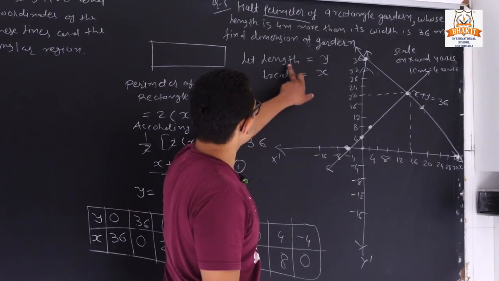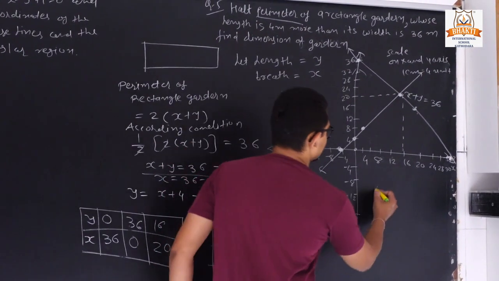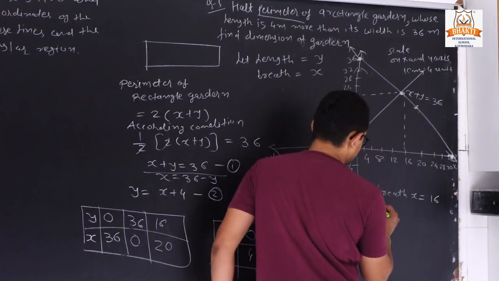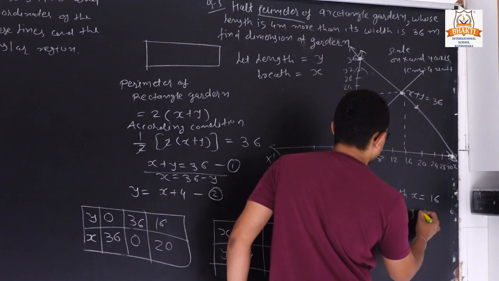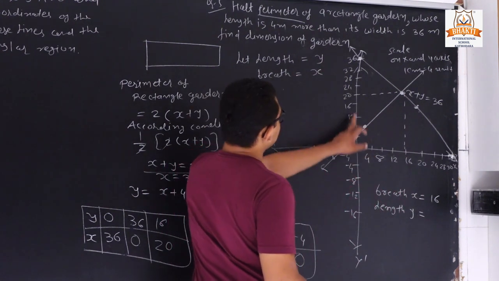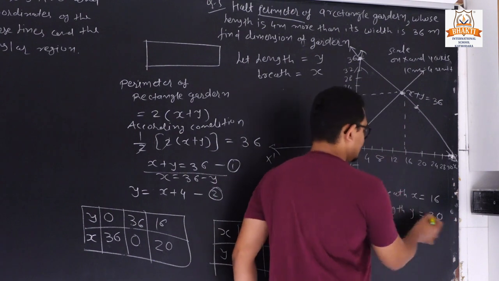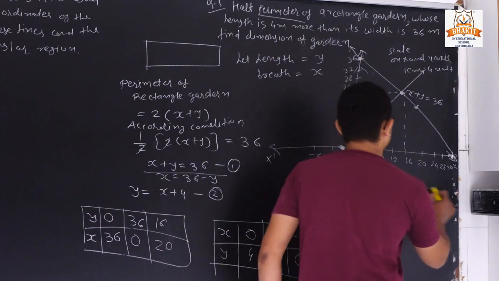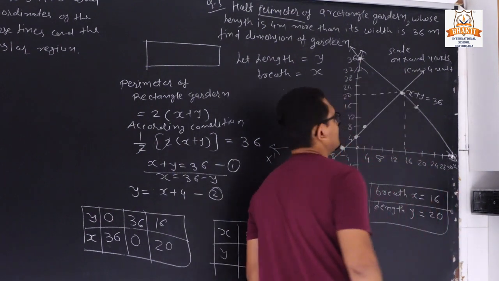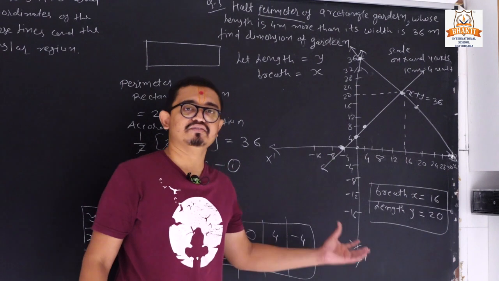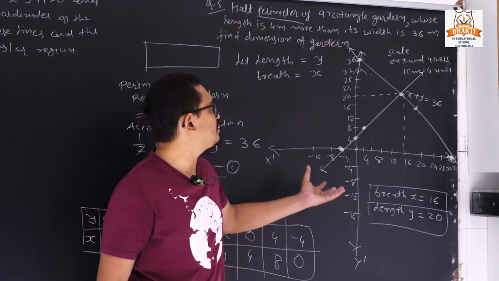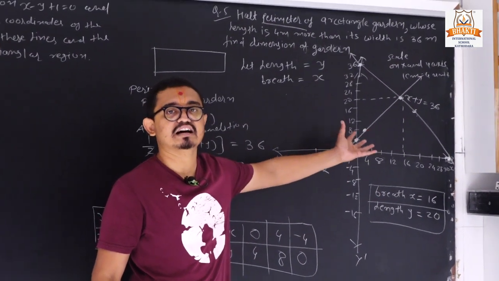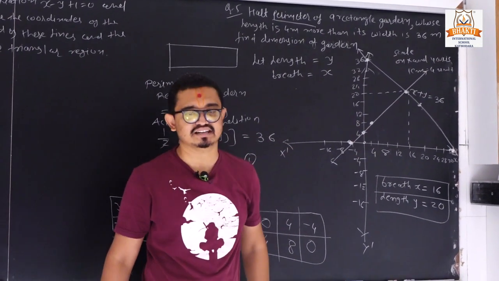What is the value of x? The breadth. So x is equal to 16 and the length is y, so y is 20. So see that length is 4 more than its width. From the graphical method we can find its solution. Clear? In a graph you have the exact value, because here I am not taking a regular scale, but if you plot that graph on graph paper, you have exactly the same scale.